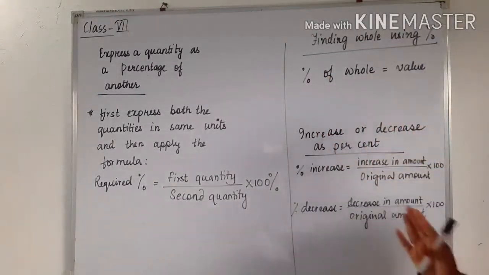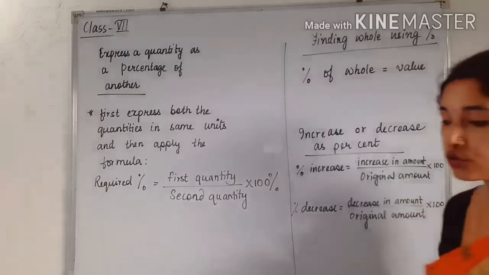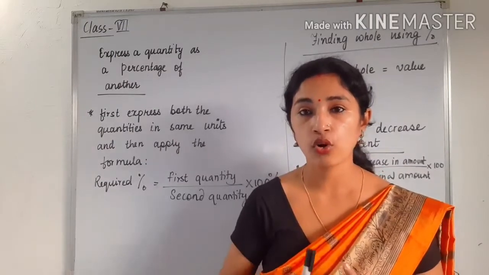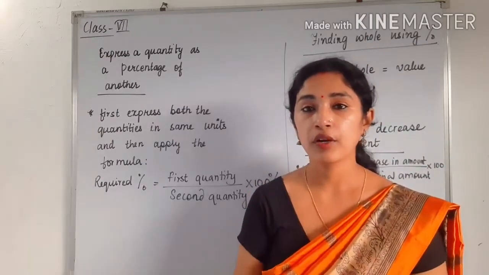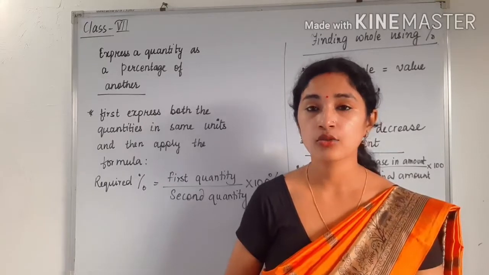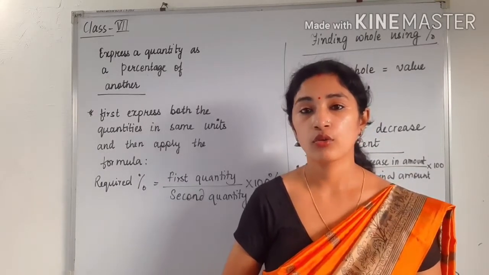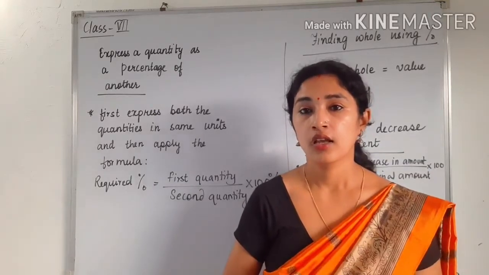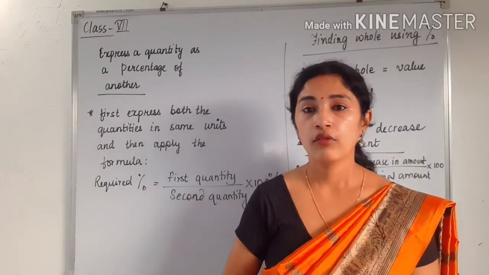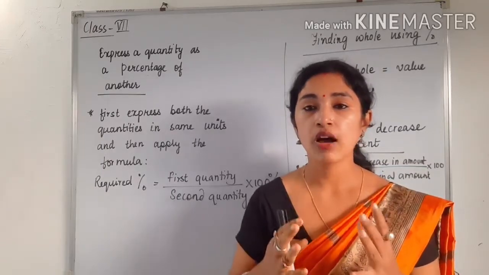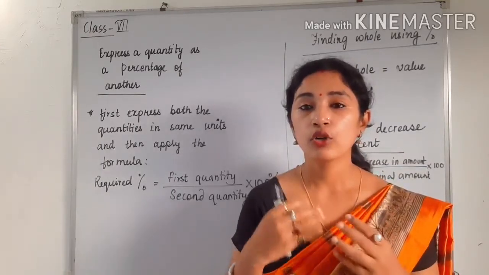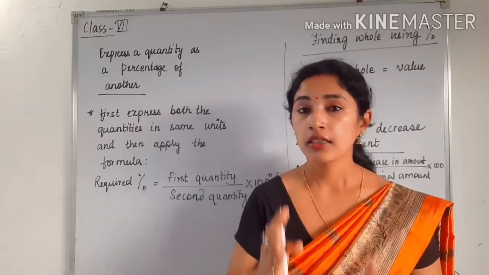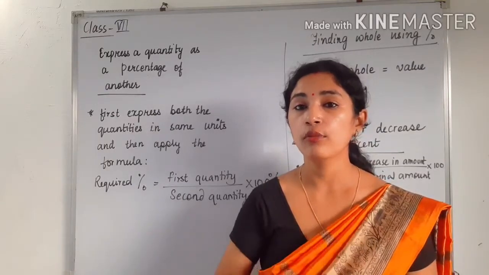Next topic is finding whole using percentage. Now we already know that whole means the total. For example, in the last question, exercise 9.1, question number 4, the total marks was the whole. In your exams also, when you want to find the total marks, you have to add all your maximum marks.